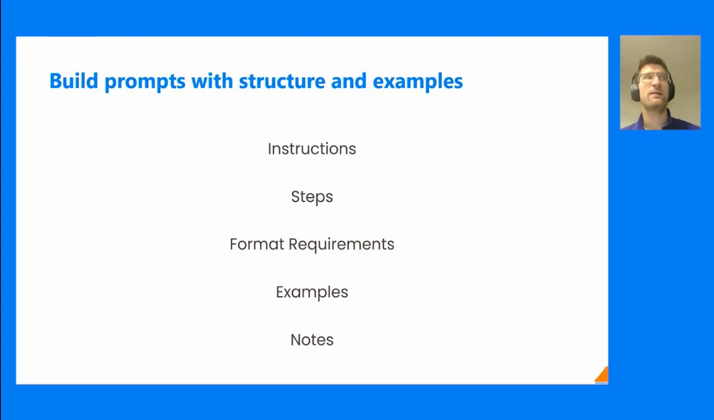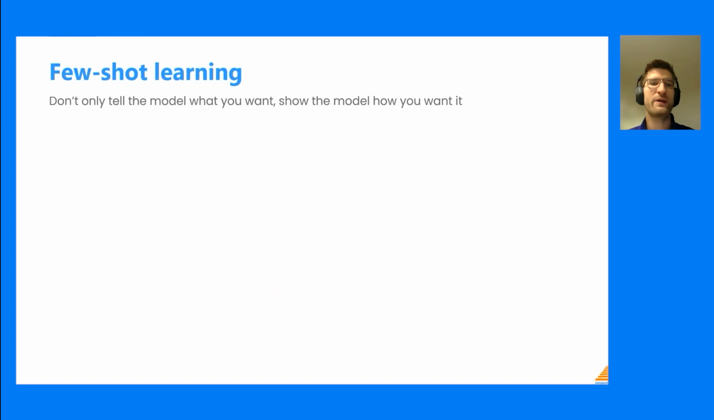In this first part, I'll share with you a couple of prompting techniques that you've likely already heard of, and that they basically just tie into these 5 components. The first one being few-shot learning, a very common prompting technique. In other words, I would name few-shot learning as don't only tell the model what you want, show the model how you want it. Let's look at this through an example.